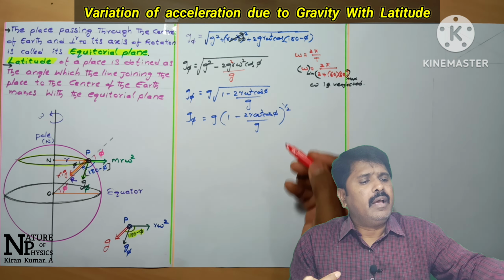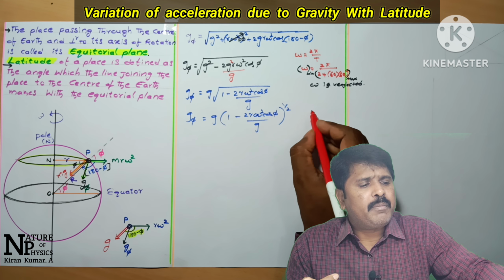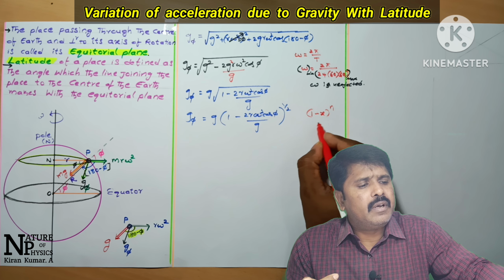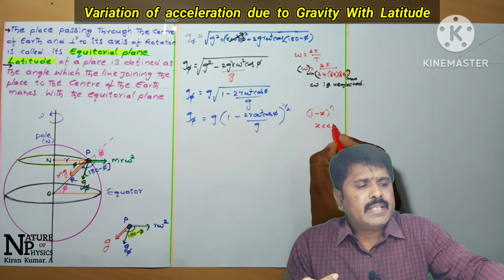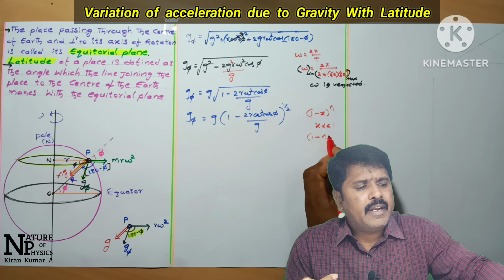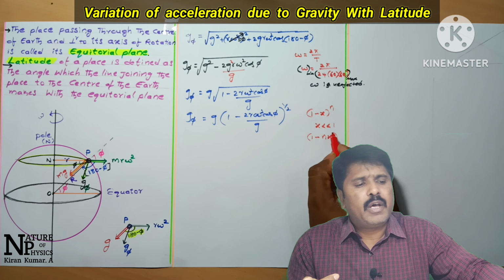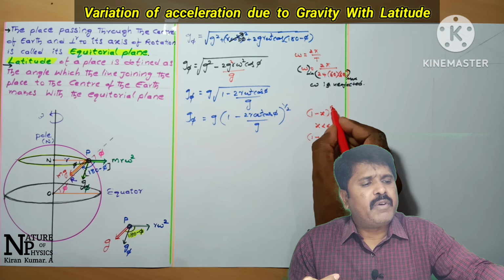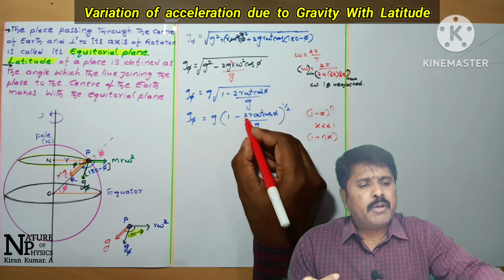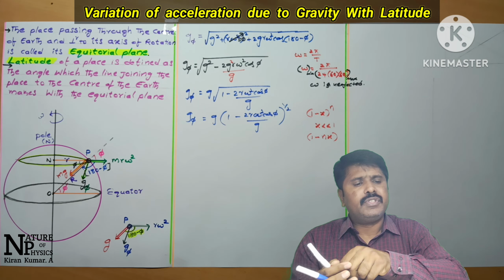And in the next step, here the binomial expansion, I am writing (1 minus x) to the power n, in which x is very much less than 1, so that I can write 1 minus n x according to the binomial expansion. The same formula is applied there. So the power n is multiplied with x. Here the power 1 by 2 is multiplied with 2 r omega square cos phi divided by g.